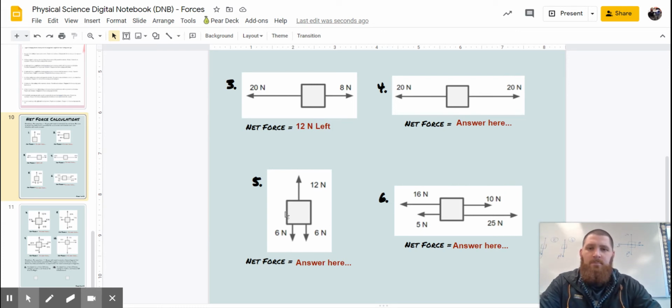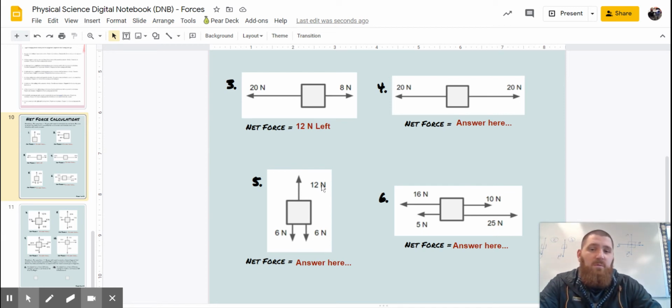Now, for question 5, we have 12 newtons going up and 6 newtons and 6 newtons going down. Because these two forces are in the same direction, we're going to start by adding them together. 6 plus 6 gives us a grand total of 12 going down here.